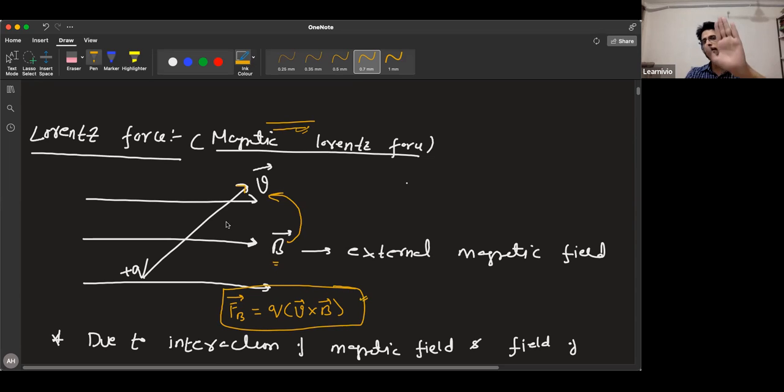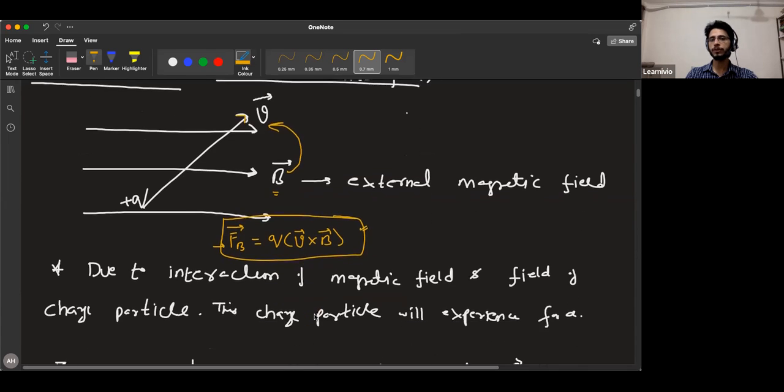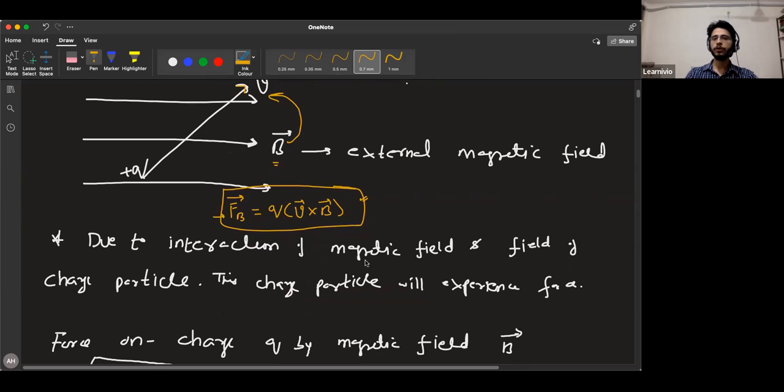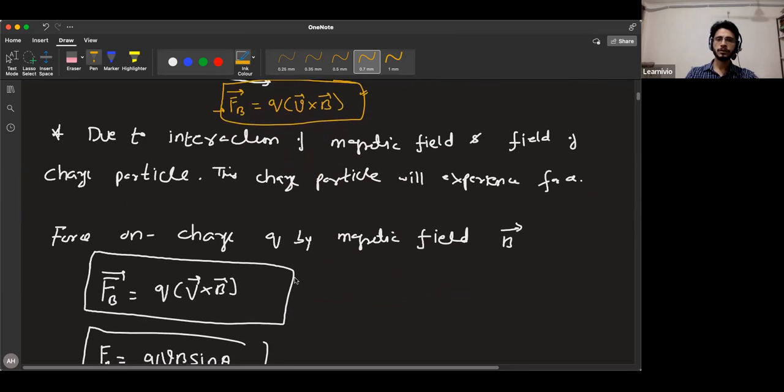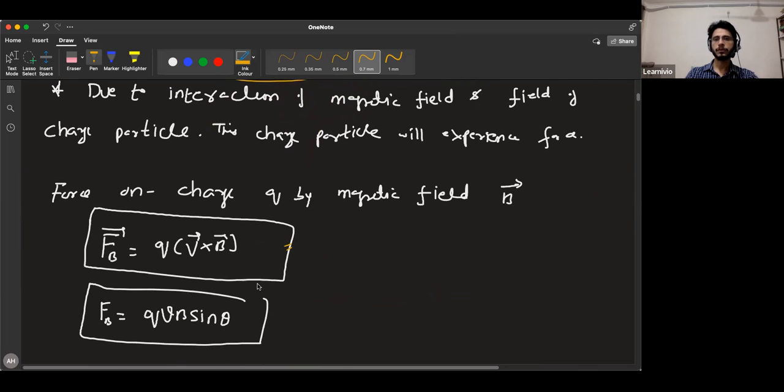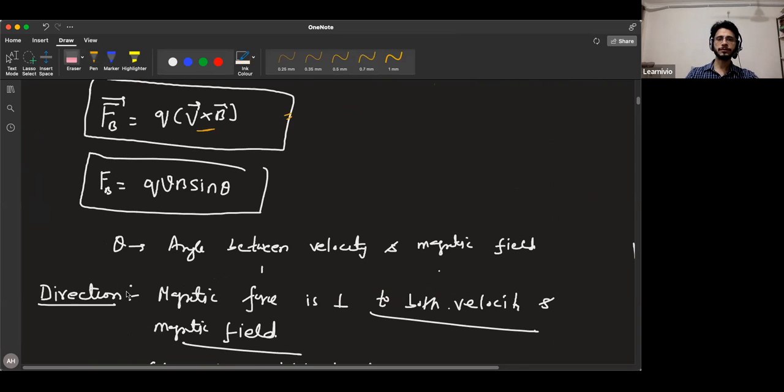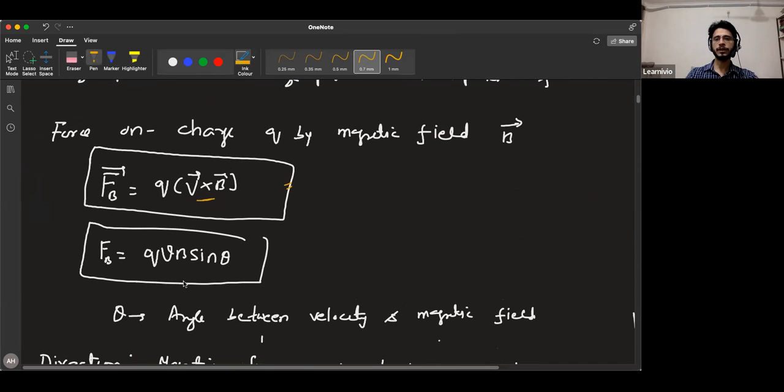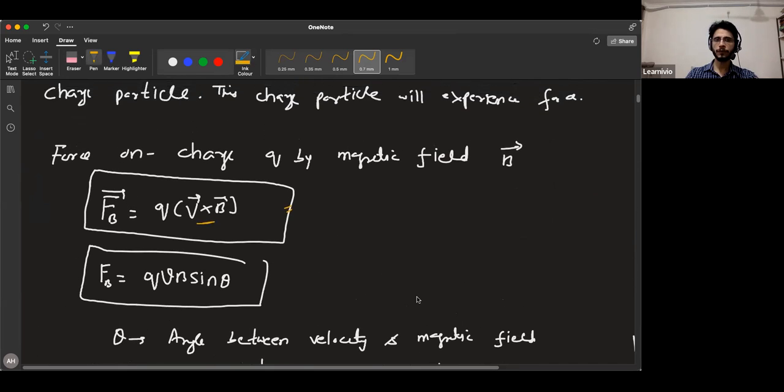So if a charged particle is moving with a velocity v in a magnetic field, that charged particle will experience a force, and that force is given by this relation, q v cross B. So due to interaction with the magnetic field, the charged particle experiences a force. If you take this in scalar form, if you open the cross product, this will be qvB sin theta, where theta is the angle between velocity and magnetic field.